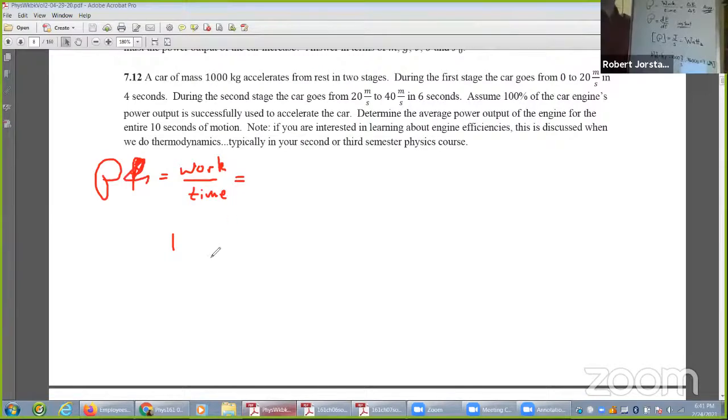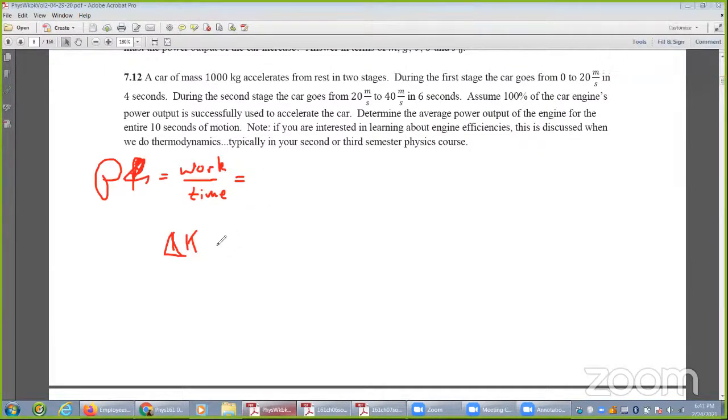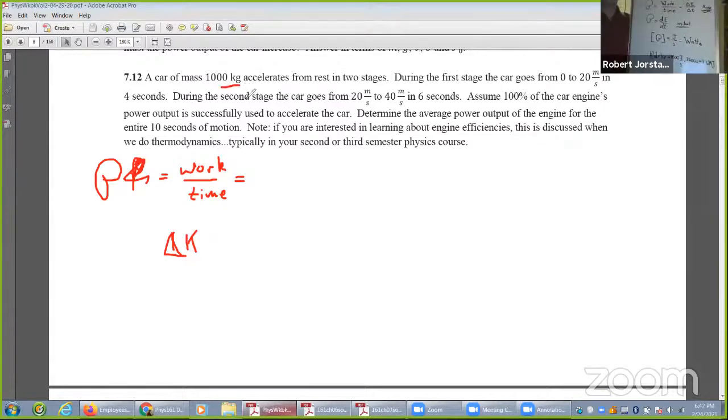Okay, force times displacement, true, but I like what Jesse said. Delta K is easier. I think that's what you said, right, Jess? Yes. And so do we know the initial energy and the final energy? You know those speeds. Yep. And we know the mass. We got it, right? So this is what I would actually do.